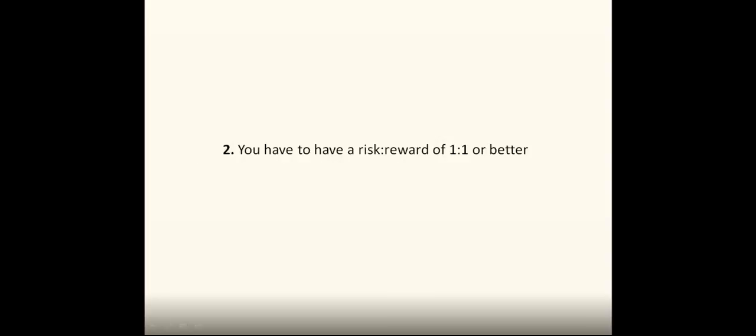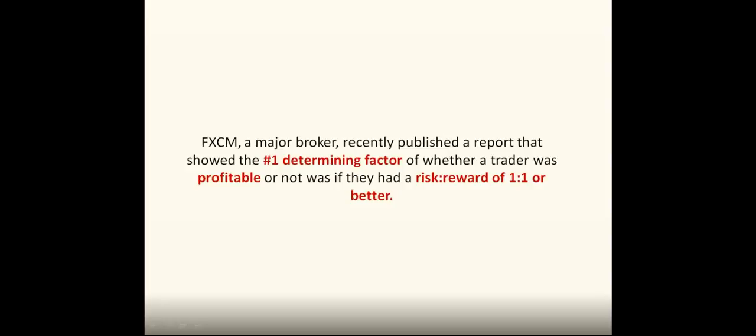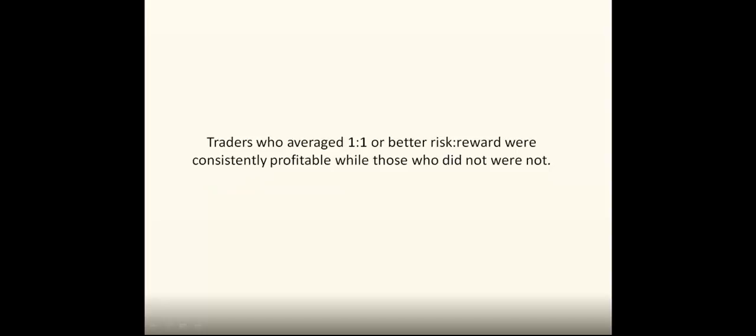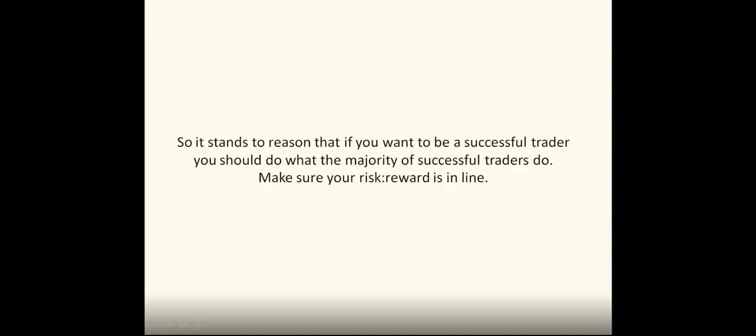Number 2, you have to have a risk to reward of 1 to 1 or better. FXCM, a major broker, recently published a report that showed the number 1 determining factor of whether a trader was profitable or not was if they had a risk to reward of 1 to 1 or better. Traders who averaged 1 to 1 or better risk to reward were consistently profitable, while those who did not were not. So it stands to reason that if you want to be a successful trader, you should do what the majority of successful traders do. Make sure your risk to reward is in line.